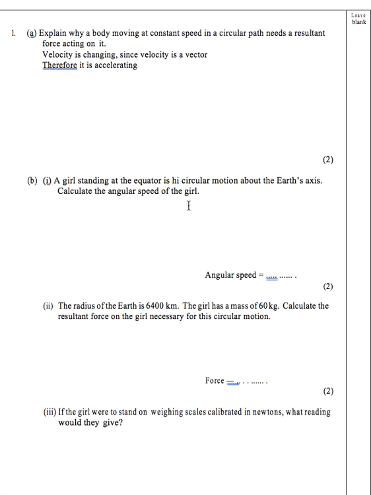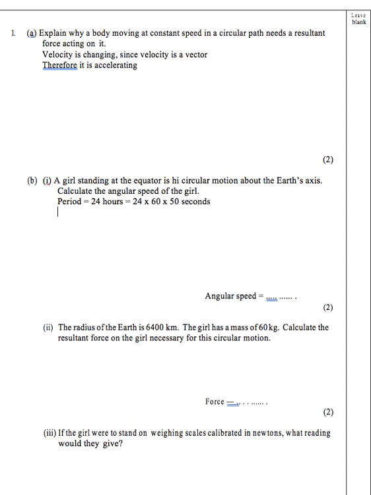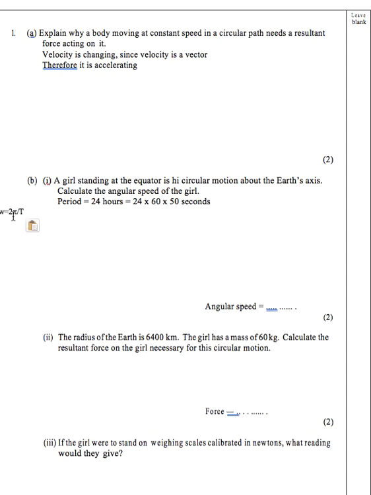B part 1. Then we have a girl standing at the equator in circular orbit about the Earth's axis. Calculate the angular speed of the girl. Well, the period of rotation here is 24 hours, which is 24 times 60 times 60 seconds, of course. And we know that the angular speed omega is 2 pi over T.